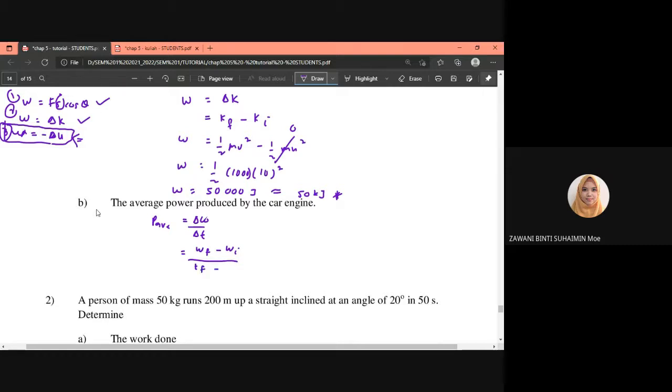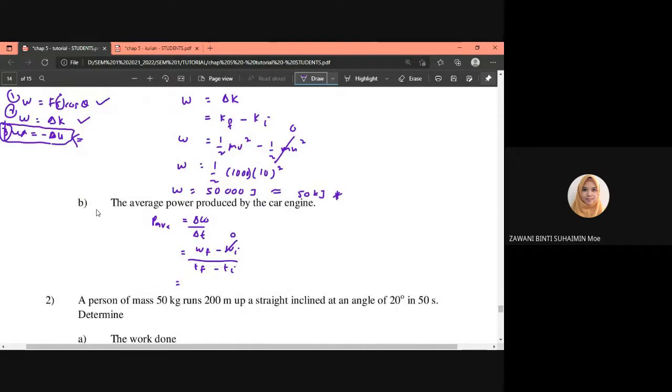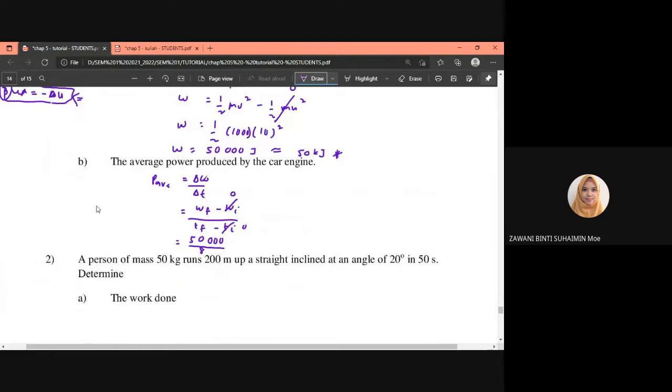Okay, work initial tak ada sebab it's starting from stationary. So maksudnya dia tak buat kerja pun langsung mula-mula. So ini kosong. T initial pun sama dengan kosong sebab it's a starting point dia. Yang tinggal adalah work final yang kita dah kira dekat atas tu, bahagi dengan T final tadi dia dah bagi iaitu selama 8 second. Okay, so sama dengan berapa? Saya dapat 6,250 watt. Ataupun you nak buat 6.25 kilowatt pun boleh. Tak ada masalah.